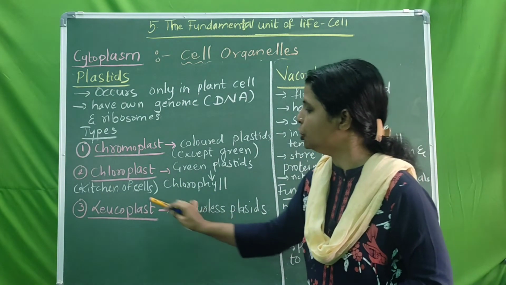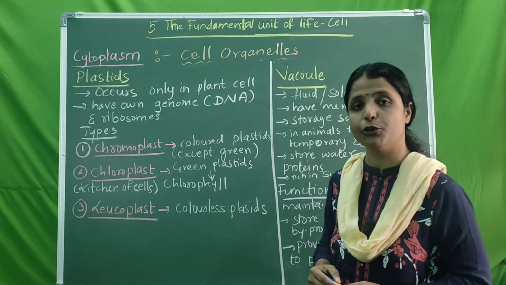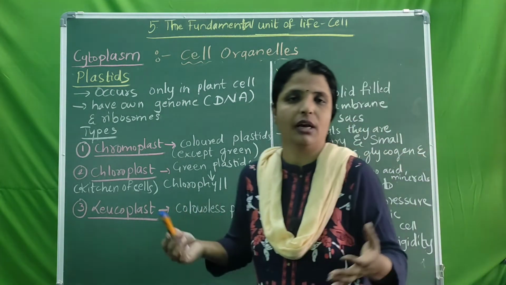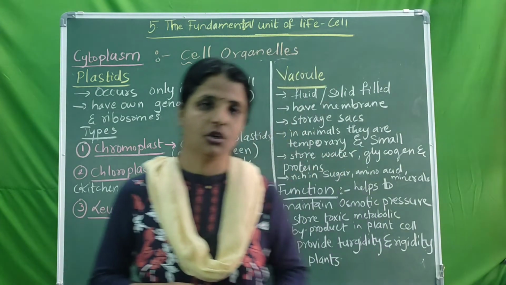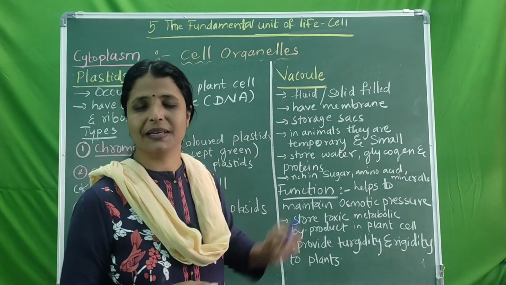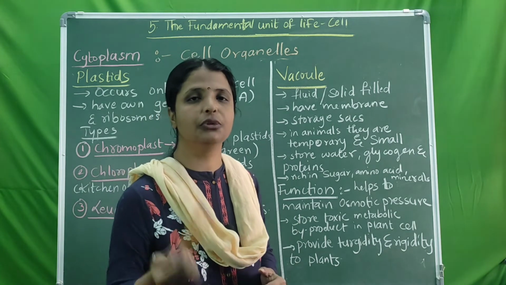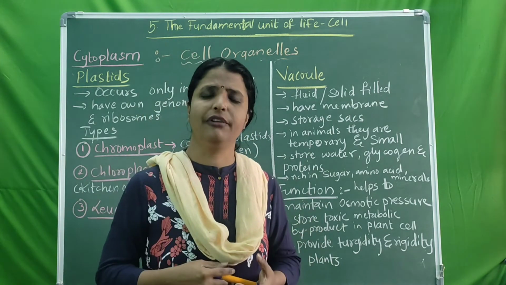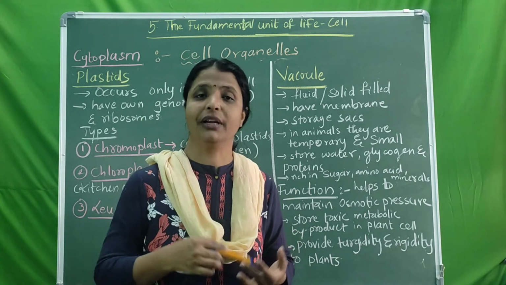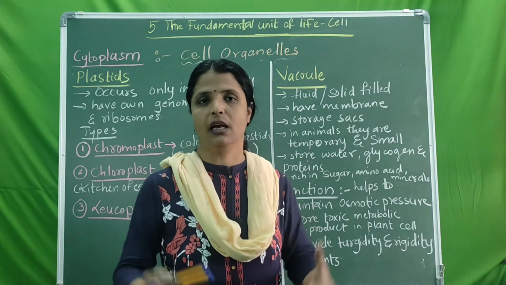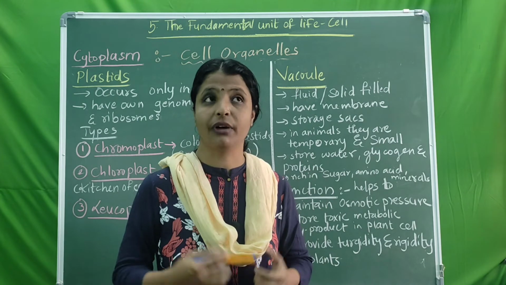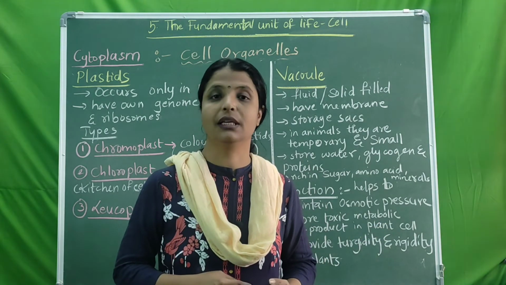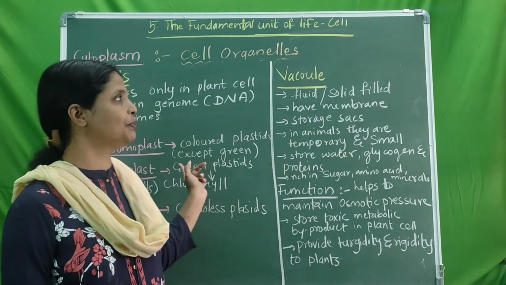Then comes leukoplast. So what is leukoplast doing? It is a colorless plastid. So it does not have any color. So what is the main function of these plastids? They provide the color to the plants. When you see the plants, they are of different kinds. You may find color in the flowers, in the roots, in the leaves, in the stem, in the buds, in the fruits also. So there are different types of colors found, and that is because of the plastids.